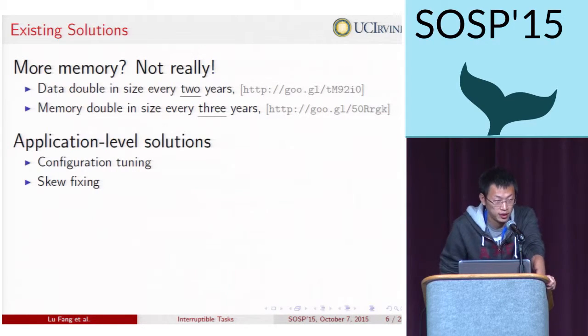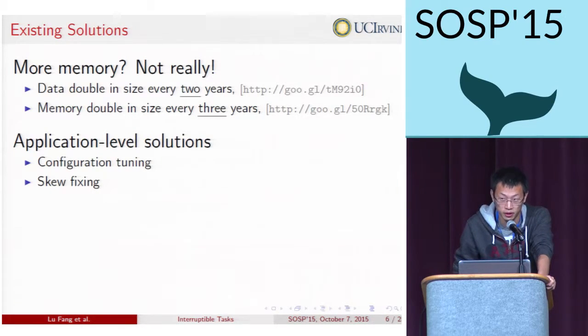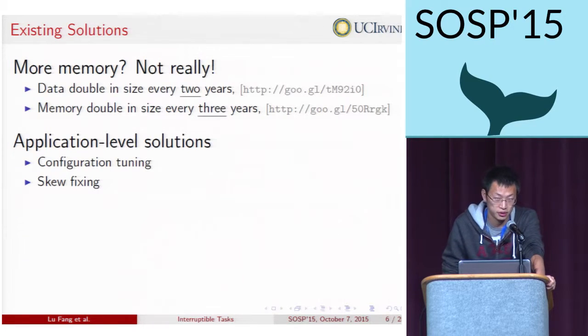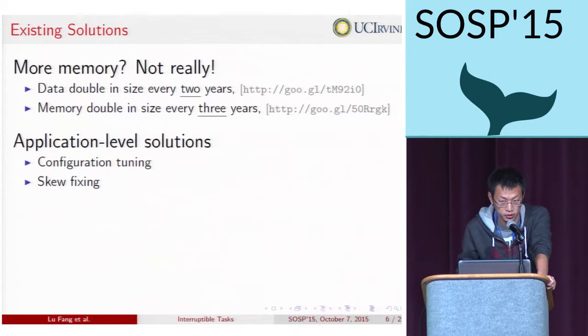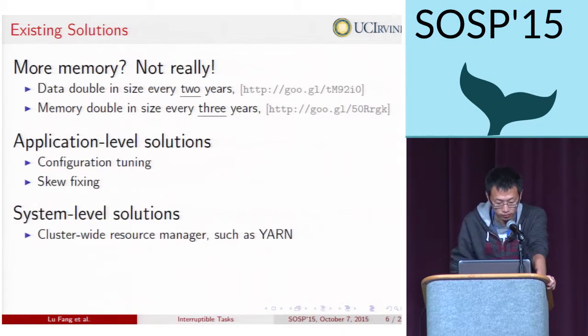Some memory pressure problems can also be solved by fixing the skews in the input data. But this is also very time-consuming, and there's no tool general enough to handle all kinds of skews for all kinds of input data sets.